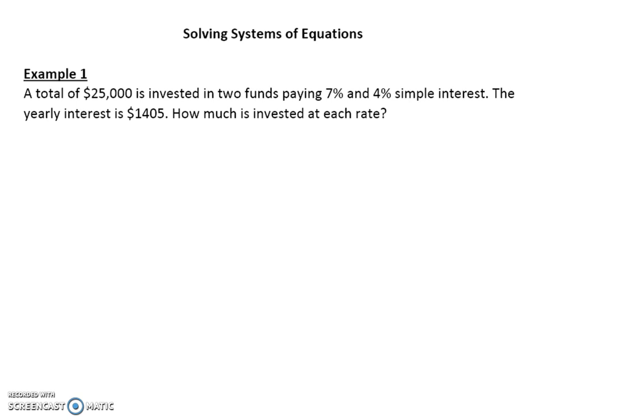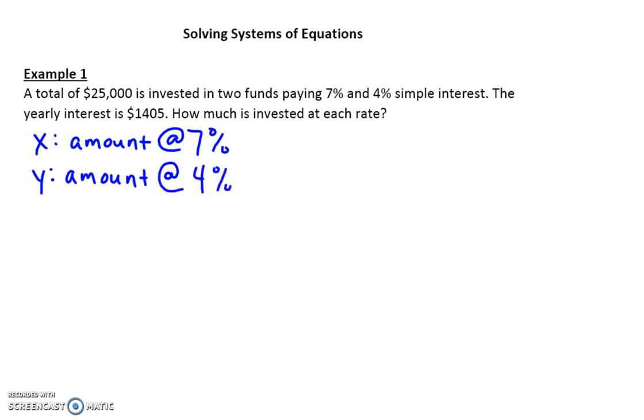A total of $25,000 is invested in two funds paying 7% and 4% simple interest. So this is not an exponential equation because it's just simple interest. The yearly interest is $1,405. How much is invested at each rate? So we're going to let x be the amount that was invested at the 7%, and we'll say y is the amount that was invested at 4%.